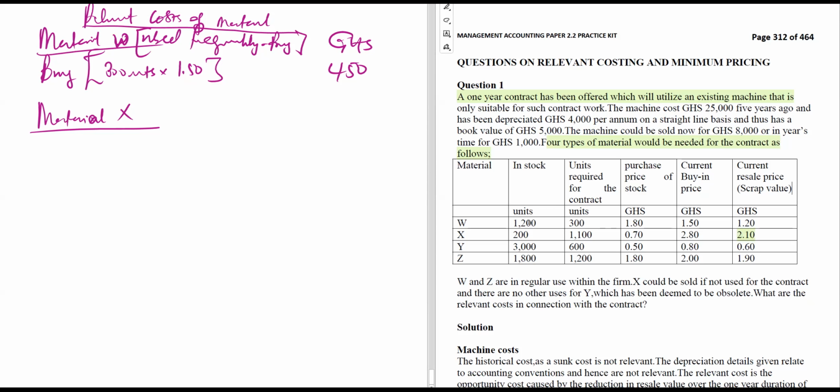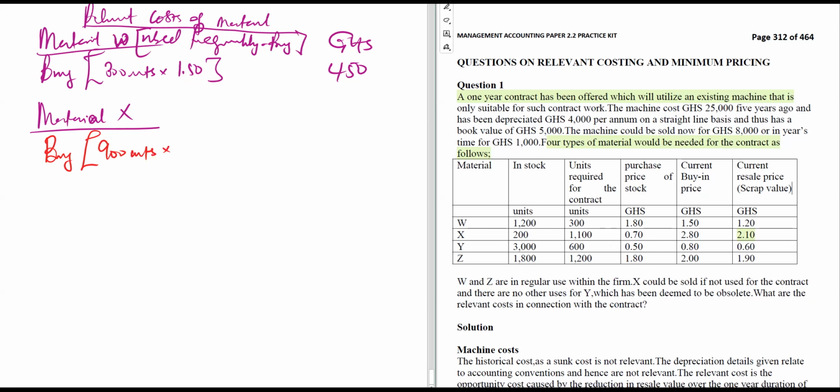They are saying that for X, we need how much? We need 1,100 for the contract. But we only have what? 200 in stock. Okay, so if we don't have, we buy. How much of X do we need to buy? We already have 200, so 900. We are going to buy 900 units of X.